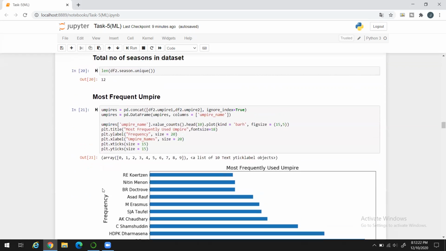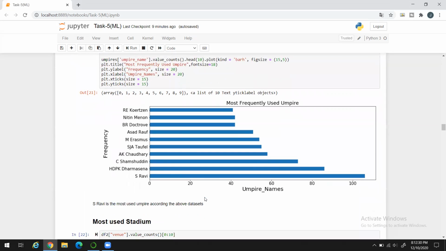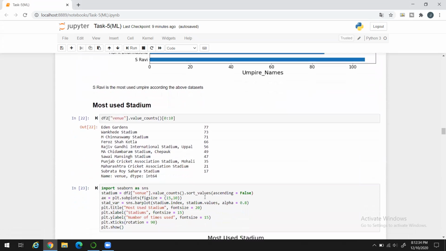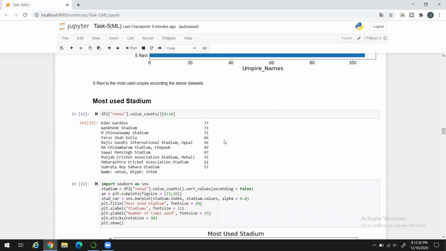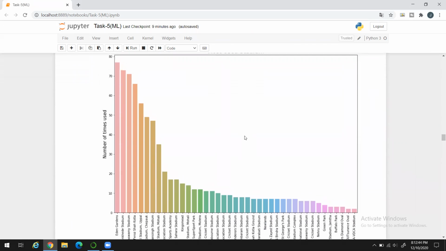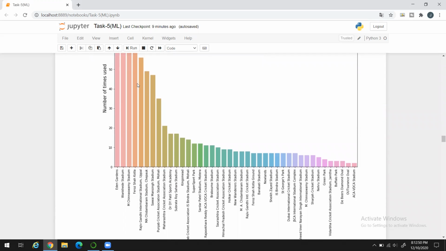Most frequent umpire in the history of IPL. You can observe from this particular graph that S. Ravi is the most used umpire according to the dataset. And the most used stadium is obviously Eden Gardens, and Wankhede is not too far from Eden Gardens. You can see it from the graph below. First is Eden Gardens, then Wankhede, Chinnaswamy and so on.